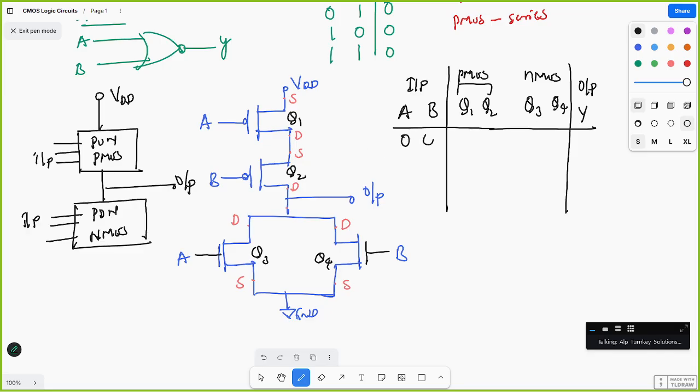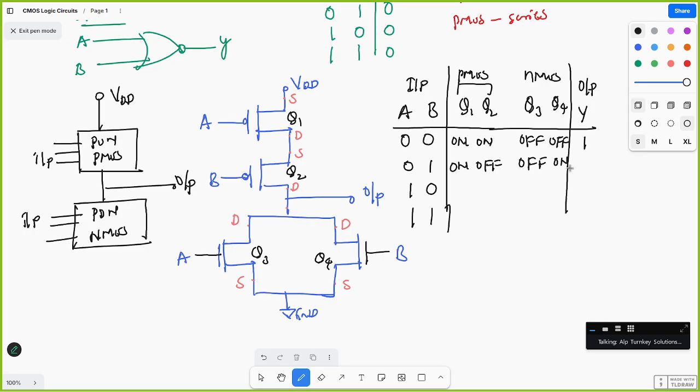So 0 0, 0 1, 1 0, 1 1. When it is 0 0, Q1 and Q2 will be on, no? And Q3 and Q4 will be off. These both are on, so VDD is connected to the output, and we get output 1. And 0 1 means Q1 will be on and Q2 will be off, and of the NMOS, one is off and one is on.